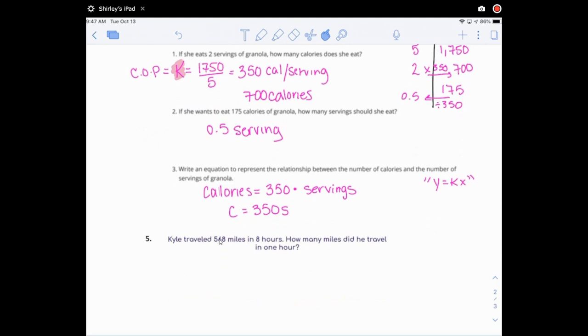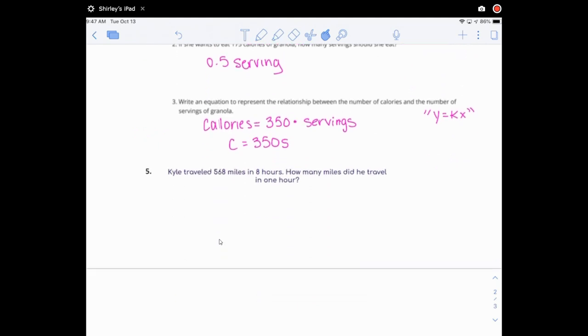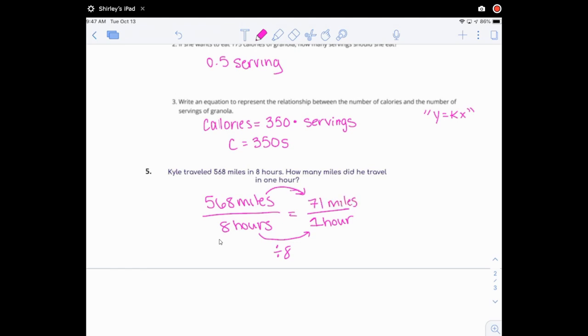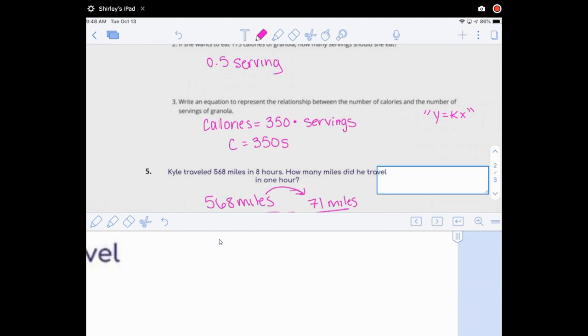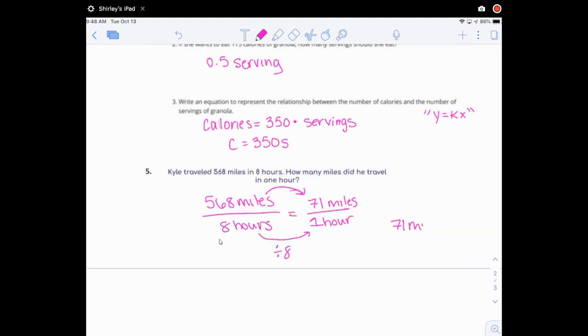And then to finish up with question 5, Kyle traveled 568 miles in 8 hours. How many miles did he travel in 1 hour? So I have 568 miles in 8 hours. I need to figure out in 1 hour where to go. So think about scale factors. We're dividing by 8, so that just means take 568 divided by 8, and we get 71 miles. So he's traveling at 71 miles per hour.